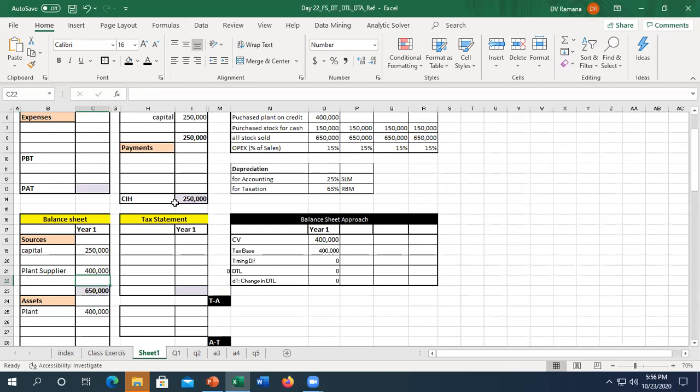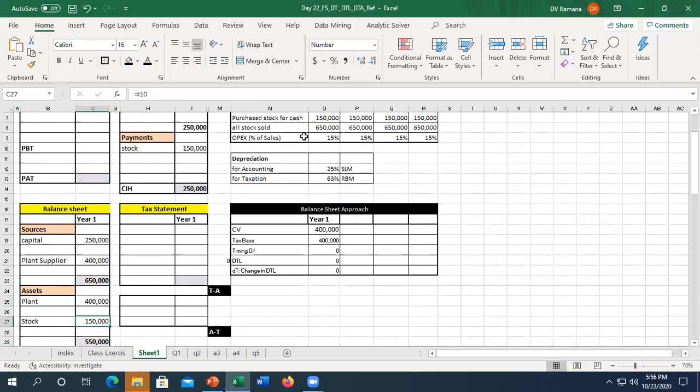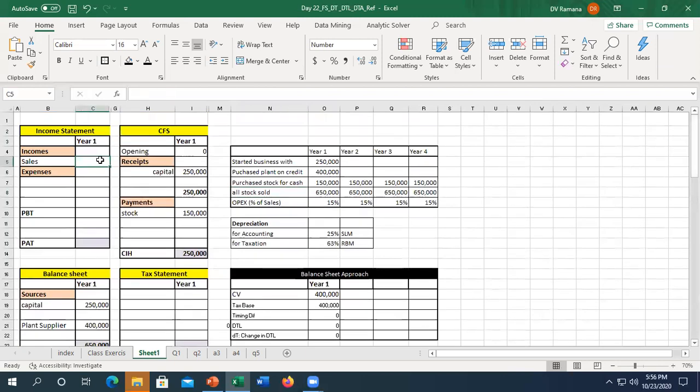Then purchase stock for cash. Okay. So you purchase stock or inventory 150,000. And on this date, the stock is available, not yet sold. So stock is an asset. Okay. Stock is an asset. Then entire stock sold. So first time we are now having an income. So sales is 650, and let us assume that the sales is for cash.